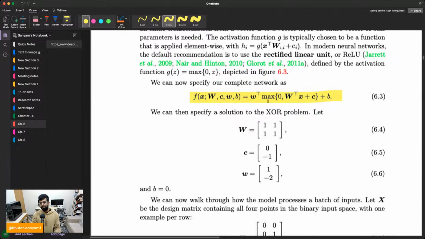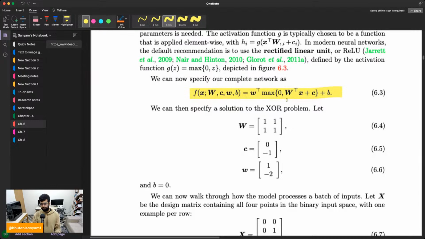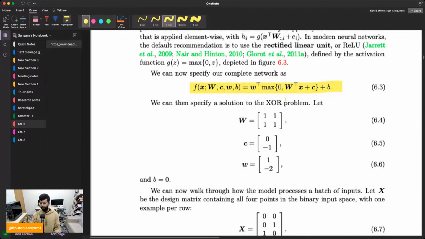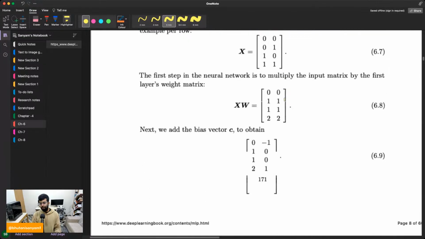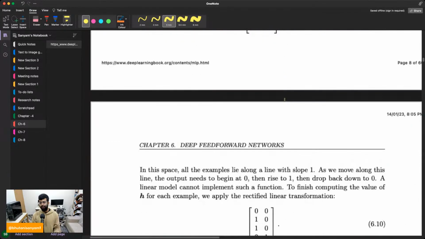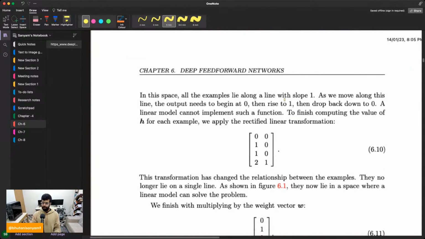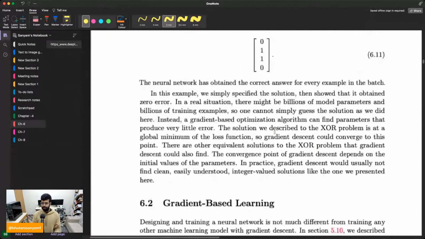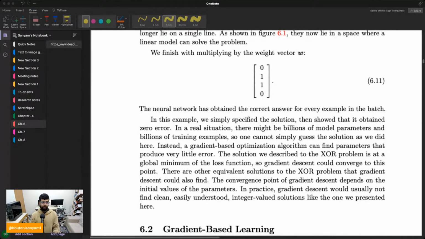So now the function becomes this equation 6.3 to be specific. So we've added a nonlinear transform where you're taking the maximum of zero and the hidden layer, or the value that is being passed through the hidden layer. So basically, you'd apply ReLU to the output of the first layer. Then the authors show how you can write that in a vectorized fashion. I'm skipping over this. You can read through it. It all makes sense. And basically, just by applying ReLU, you can approximate XOR.